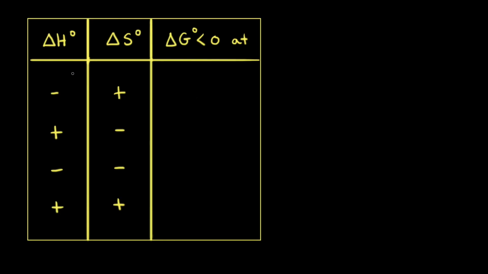So if we go back to our chart for our first possible combination, when delta H naught is negative, that's favorable, and when delta S naught is positive, that's also favorable. Therefore, delta G naught is less than 0 at all temperatures. So I'm going to go ahead and write in here at all temperatures in our chart.